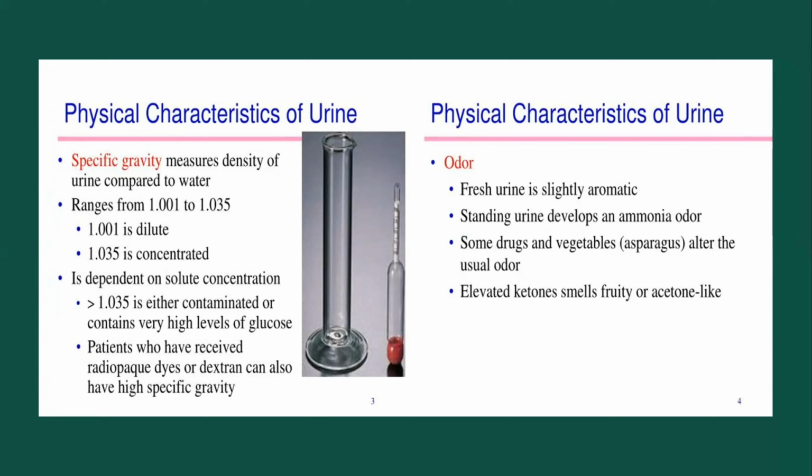Fresh urine is slightly aromatic. Standing urine develops an ammonia odor, and some drugs and vegetables, like asparagus, alter the usual odor. Elevated ketone smells fruitier, acetone-like.